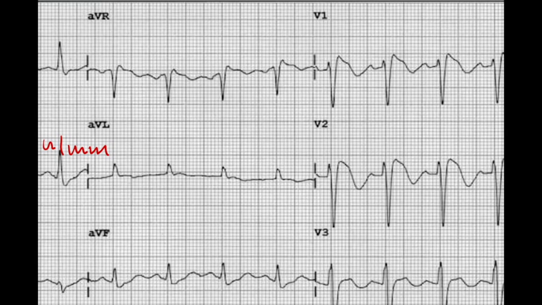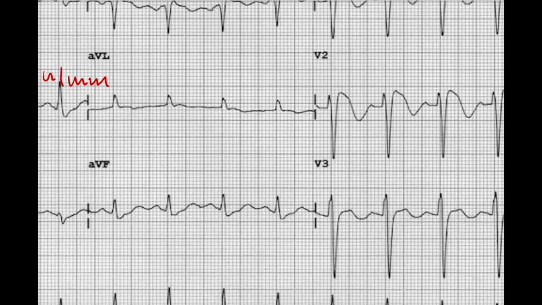AVR, we should see a negative P wave, we see a dominant RQR complex. However, if we look, there seems to be some subtle ST elevation in AVR. And we're going to say that it's about 1 millimeter-ish. Here's the J point. Alright, so ST elevation in AVR.